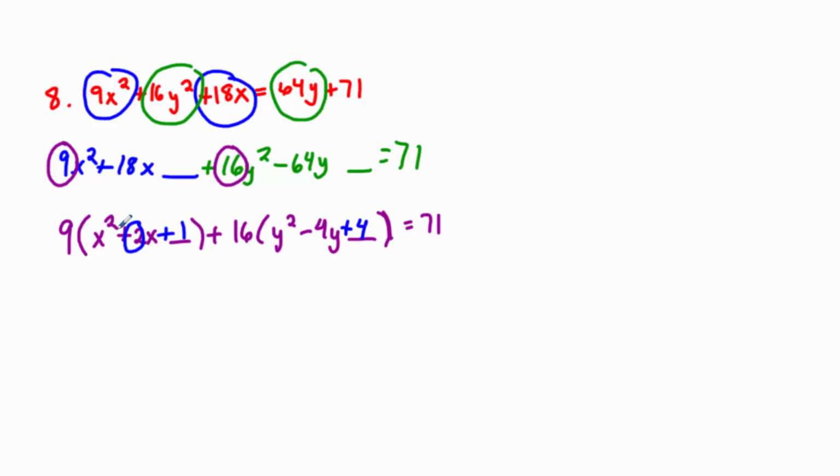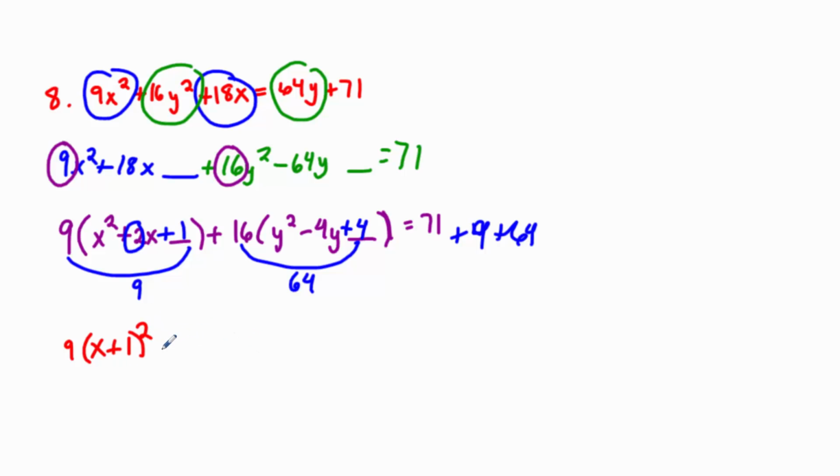Now, I have to account for what I just did on the other side of my equation. I just added 9, and I added 64, which means that on the right side, I need to add 9 and I need to add 64 in order to keep this balanced. So this 9 on the outside hangs out until after we factor here. X squared plus 2x plus 1 factors into x plus 1 times x plus 1, which is x plus 1 squared. Y squared minus 4y plus 4 factors into y minus 2 and y minus 2. I add these together and I get 144.